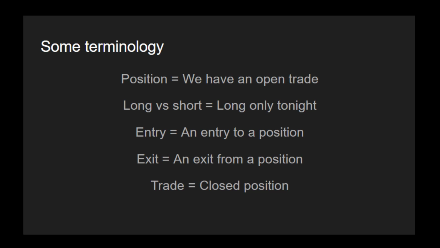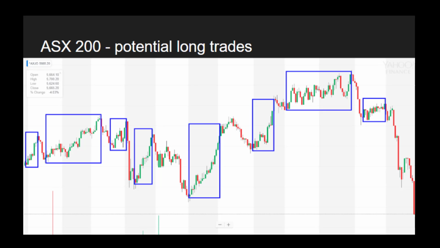In this video, because we're only going long, entry means that I'm buying. Exit means to exit from a position. And again, in this video, because we're going long, exiting means I'm selling. Once we have exited or closed our position, that means we have conducted a complete trade. The example I'm using in this video is STW, which is the Exchange Traded Fund for the ASX 200.